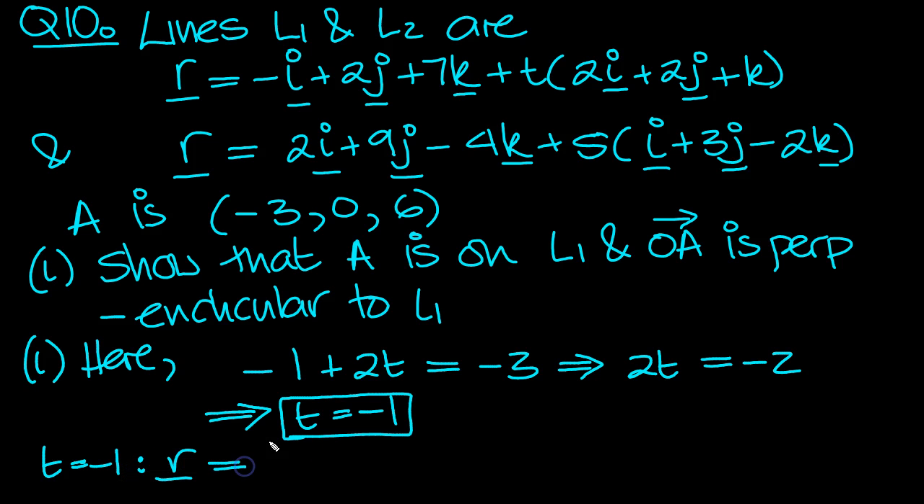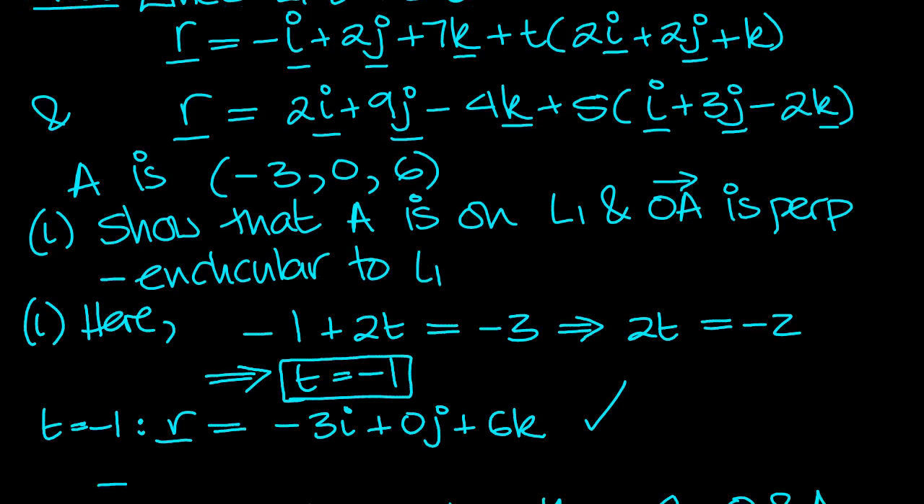r is equal to, then let's put it in. The i vector will of course be minus 3, so it's minus 3i. And then the j, when t is minus 1, is 2 minus 2 times 1, so it's 2 minus 2, which is 0. And then the k, 7 minus 1 is 6. So that's fine, because minus 3, 0, 6 is what we wanted. Okay, so A is on L1 and OA is perpendicular to L1.